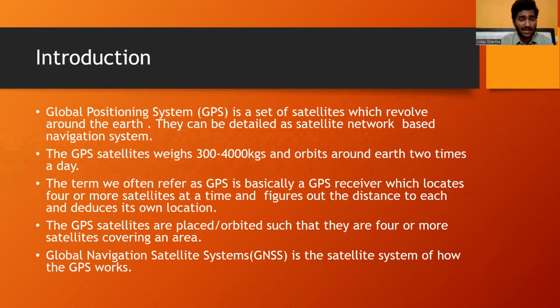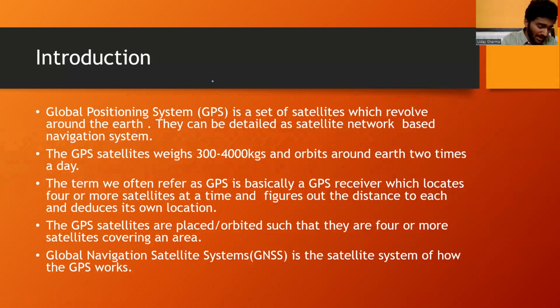The GPS satellite weighs around 300 to 4,000 kgs and orbits around Earth two times a day. That is, it completes one rotation around Earth in half a day and completes another rotation, taking a total of two rotations in a day. The term we often use as GPS is basically a GPS receiver.